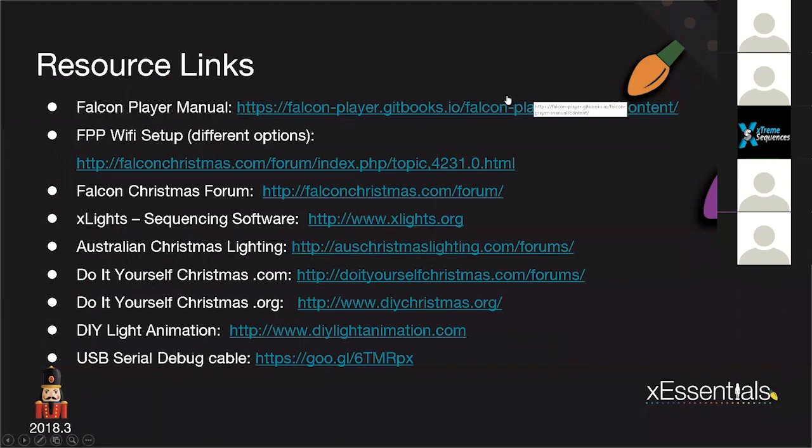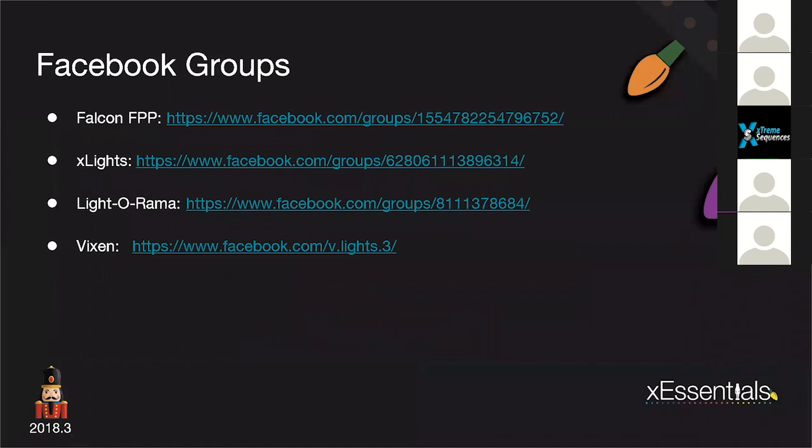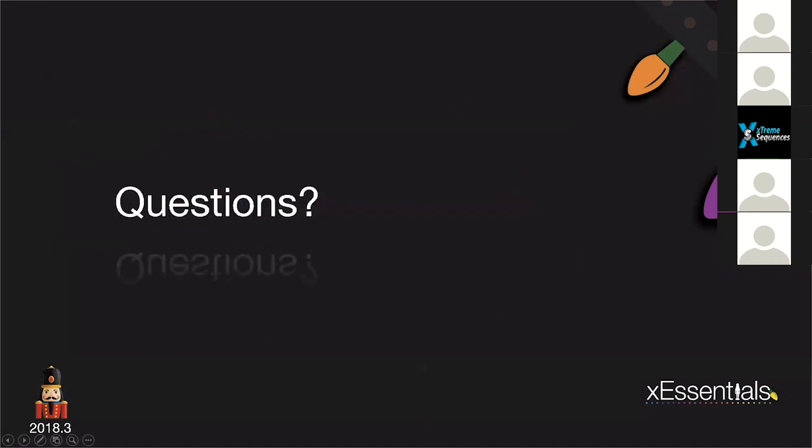Here's the manual. Wi-Fi setup, different options because we can do tethering. You can set up the Wi-Fi to your home network and set up the hardwire connection to your show network. Links for xLights, Aussie Christmas Lighting, DIY, doityourselfchristmas.com, DIY light animation, and the USB serial cable again. The Facebook groups that are available: Falcon Pi Player, xLights, Light-O-Rama, and Vixen. And questions?